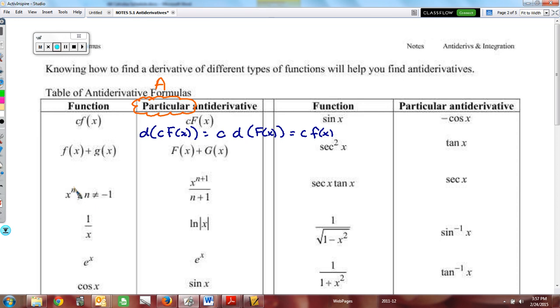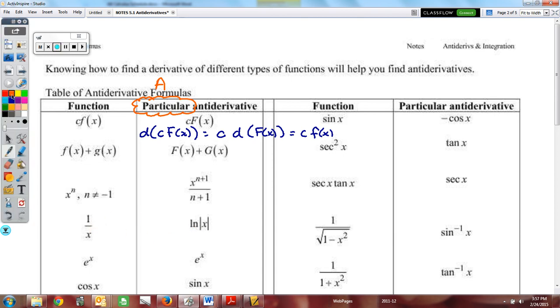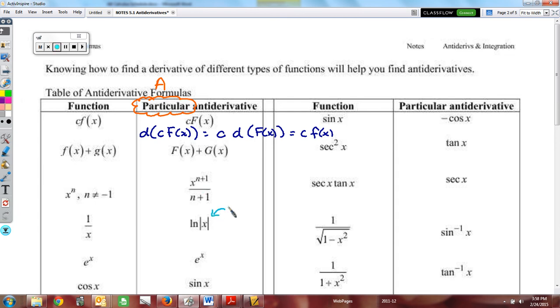Notice that this says for all power functions except n equal to -1, because that's your 1 over x. And the antiderivative of 1 over x is your natural log, because the derivative of natural log is 1 over x. Now you might be wondering why we have these absolute value bars. And the answer is because you have to have a relevant domain in this problem.